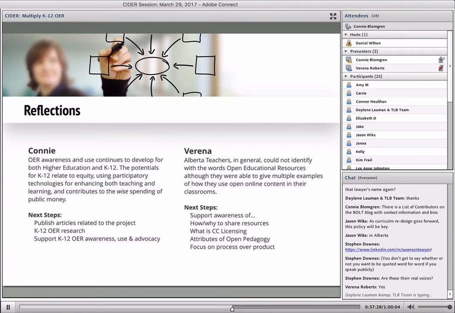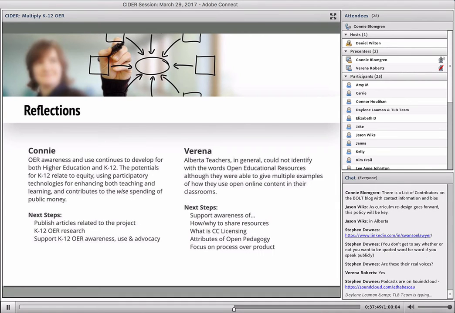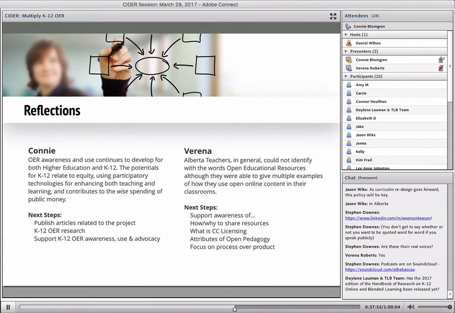Yes, well, we're just getting to the very end here. So to sum up, I would say that it was a tremendous project. We worked very diligently. It was a lot of fun, and it was a great opportunity to have these connections with OER experts from the classroom to scholars, to talk about the potentials for OER as part of equity and the use of participatory technologies for teaching and learning.